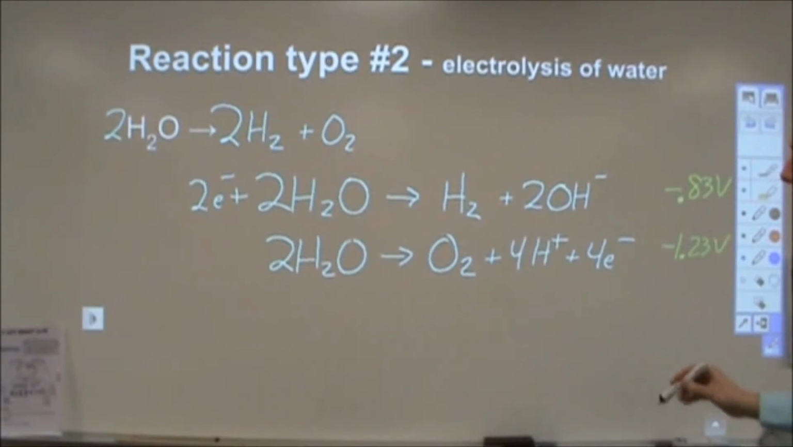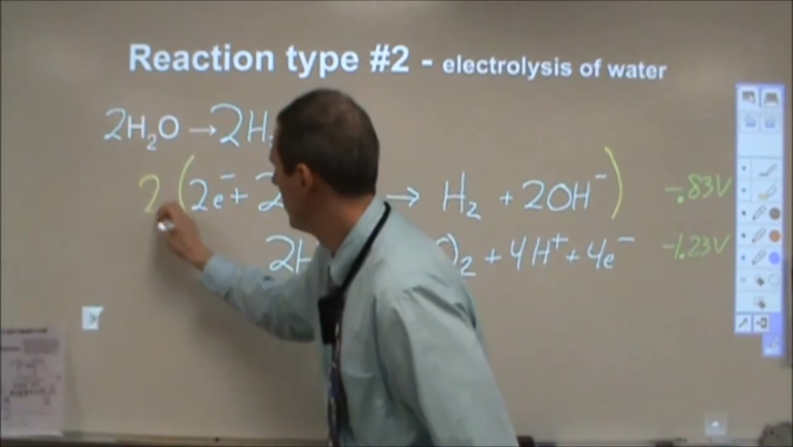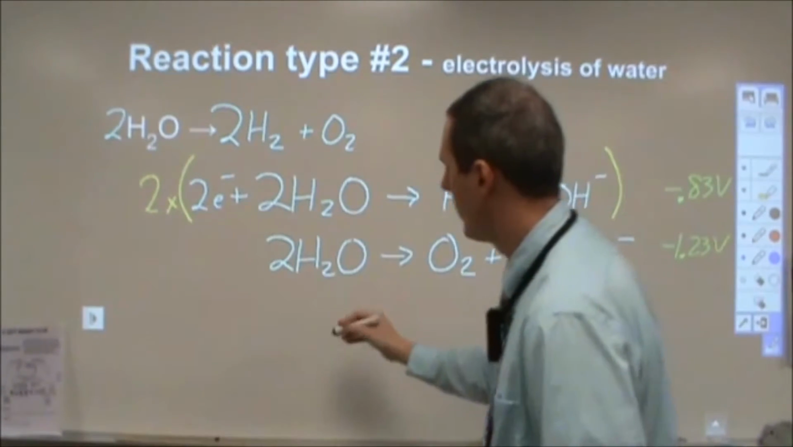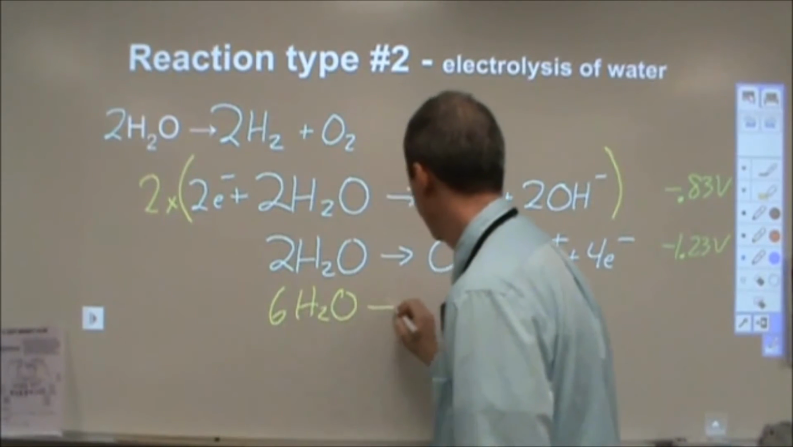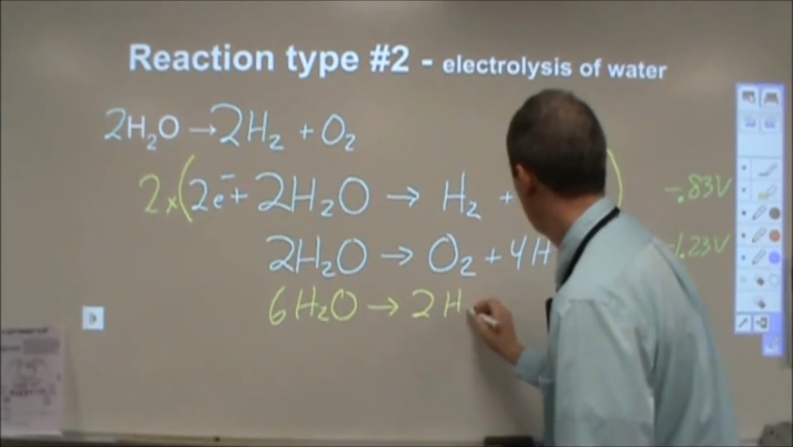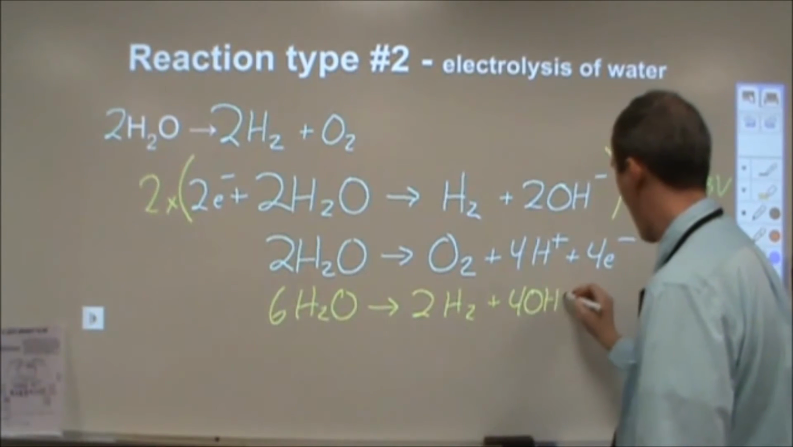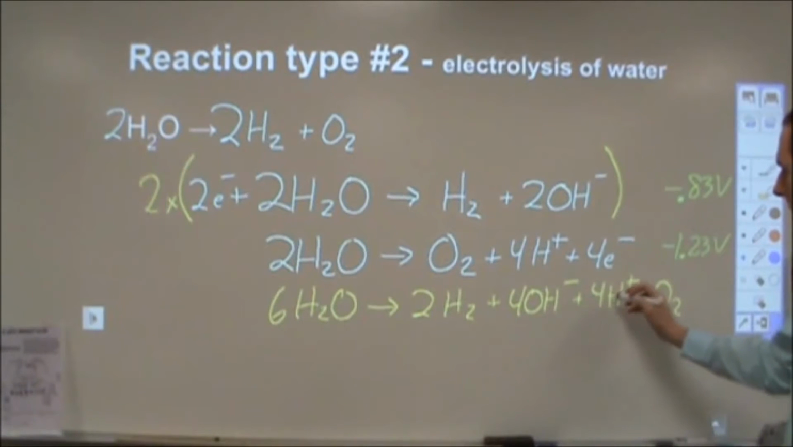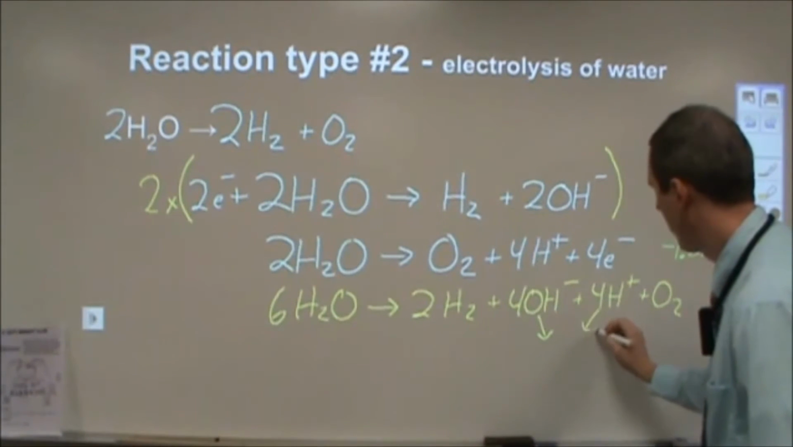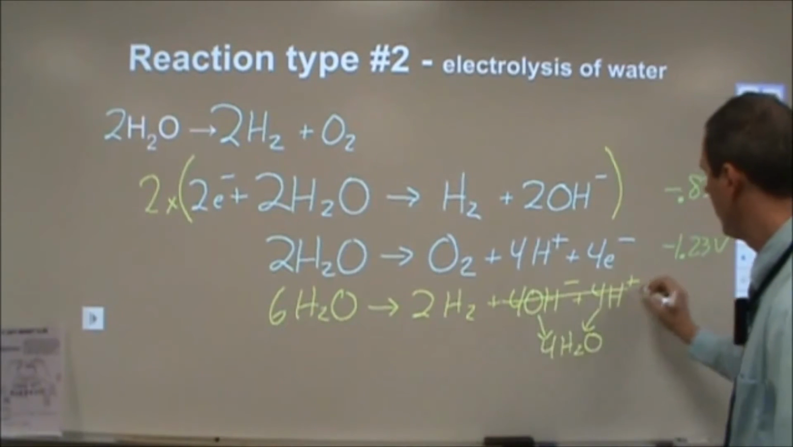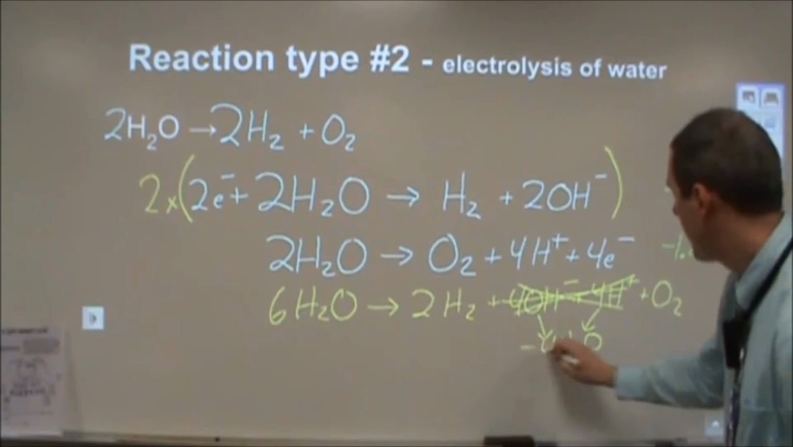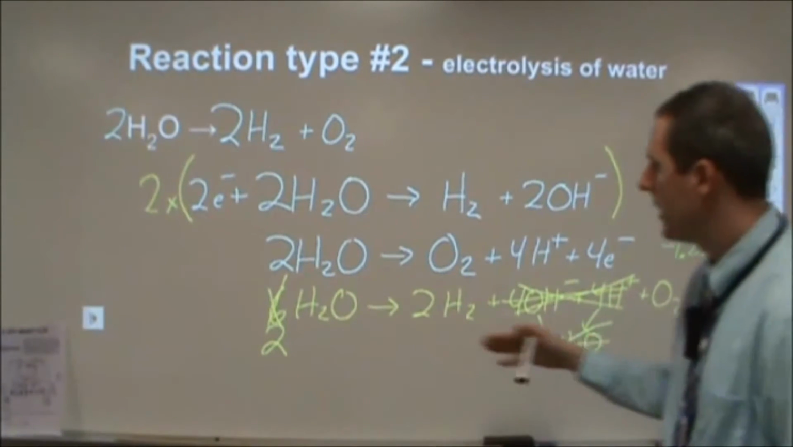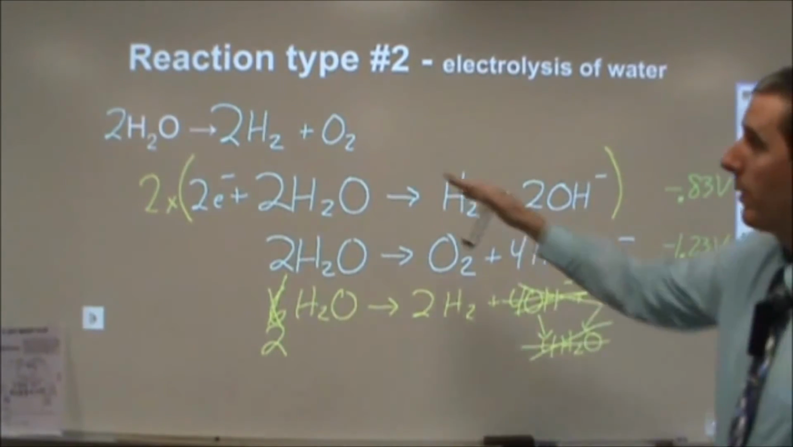If I combine these two reactions, I need to double this top one to get my 4 electrons on both sides to cancel. Doubling that, I'll have 4 waters plus 2 more, so I'll end up with 6 total water molecules. Then I'll end up with 2 H2s and 4 hydroxides, and then I'll have my 4 H pluses from down here and my O2. Now, 4 OH minuses and 4 H pluses combine to make 4 waters. So we can replace those with 4 waters, which will then cancel out 4 of these waters, reducing it down to 2. So when I combine these two half reactions, I end up with 2 water becomes 2 hydrogen and an oxygen, which is my original equation.